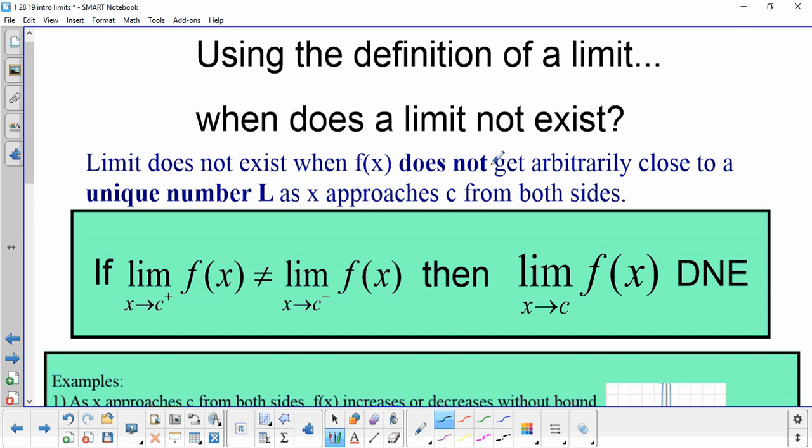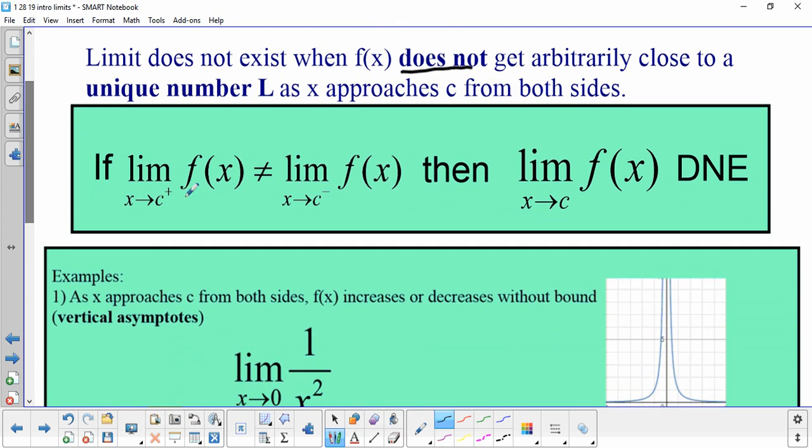A limit will not exist if it does not get arbitrarily close to a unique number L as x approaches c from either side. So if you notice that you do not get the same value from the right and left side, it does not appear to be approaching the same value, then guess what? The limit as x approaches c of f(x) does not exist. And when will that occur?